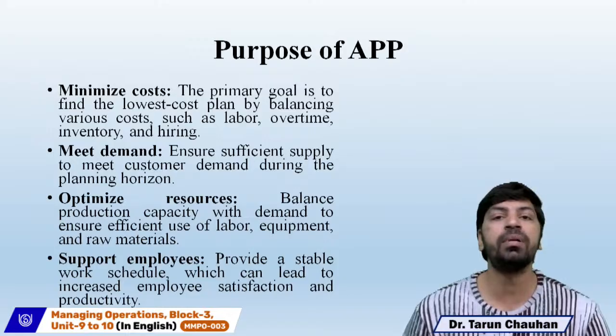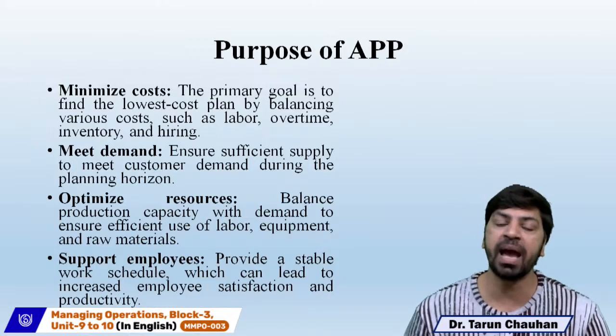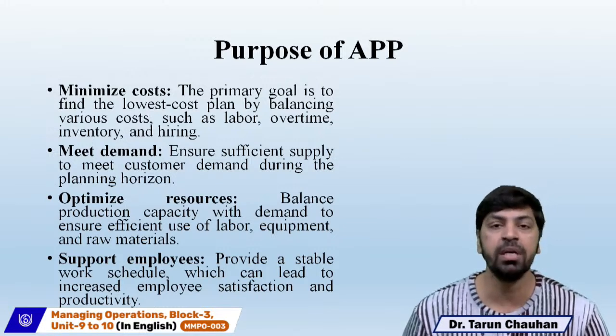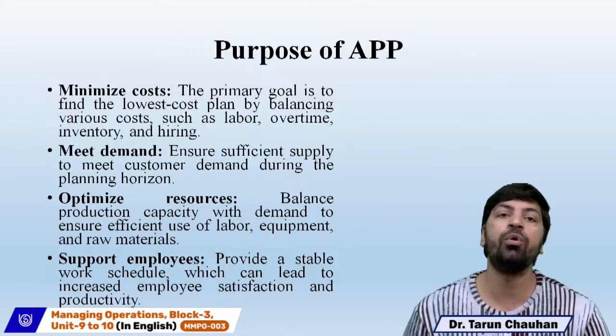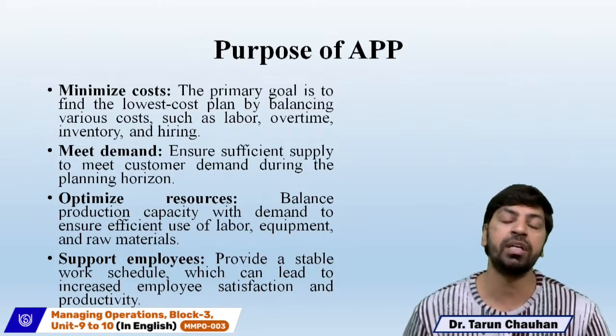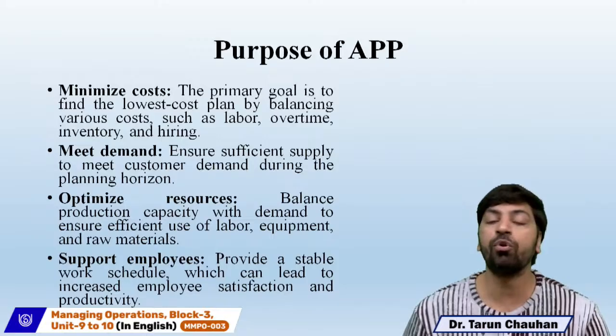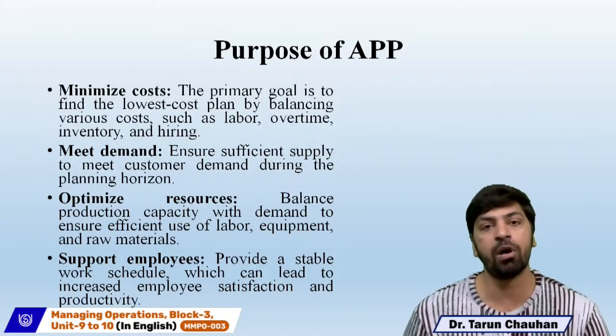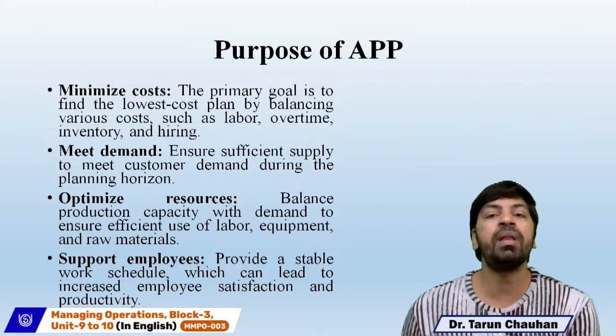What is the purpose of aggregate production planning? One of the main purposes of aggregate production planning is to minimize the cost. One of the foremost goals of the APP is to find the lowest cost plan by balancing the various costs. It could be the labor cost, overtime cost, inventory cost, or any other cost involved in the planning process.